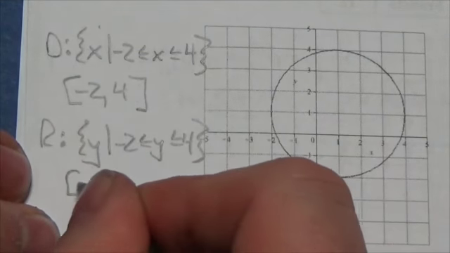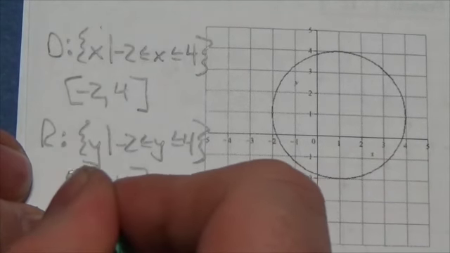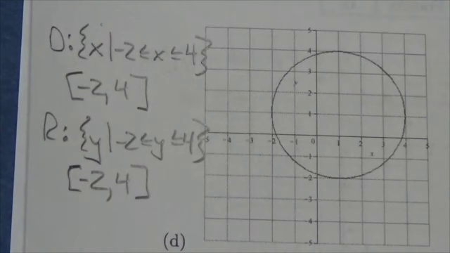And so just like we did with the domain, in interval notation you would write it like this with hard brackets to indicate a closed interval on both ends.